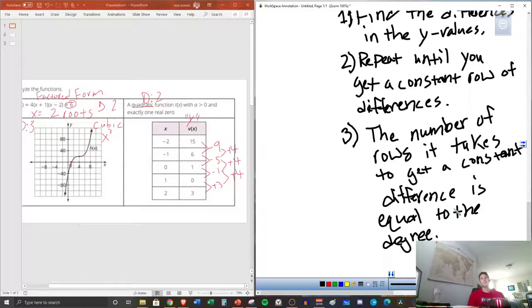All right, that's our rule. So on this one, how many rows did it take us? Well, it took us 1 row. It took us 2 rows. So the degree of this one is 2.